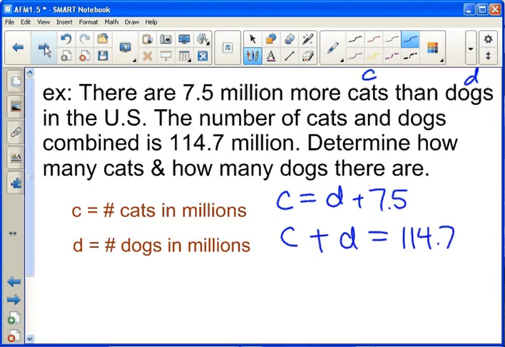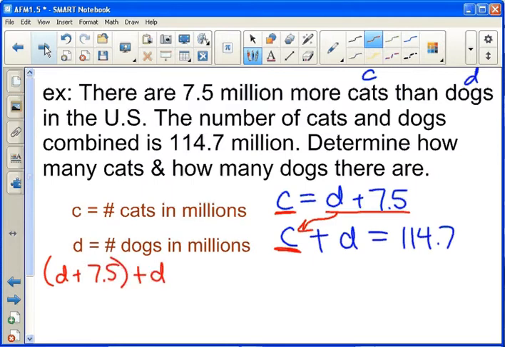That just means there's more than one. Now we can use substitution, which is probably the simplest in this case, to solve that system of equations. Here's what that means. We know that C equals the same thing as D plus 7.5. So I can replace c anywhere with d plus 7.5. So I'm going to take d plus 7.5 and plug it in to this equation. And that's going to give me d plus 7.5 plus d equals 114.7.